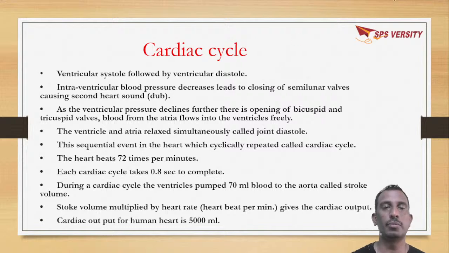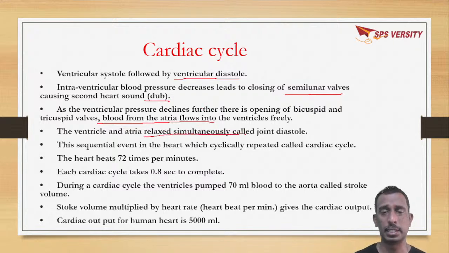Similarly, ventricular systole is followed by ventricular diastole. The interventricular blood pressure decreases, which leads to closing of the semilunar valves. Due to this closing of semilunar valves, you can listen to the second heart sound. As the ventricular pressure declines further, there is an opening of the bicuspid and tricuspid valves. Both ventricles and auricles are relaxed simultaneously, which is called joint diastole, lasting 0.4 seconds.